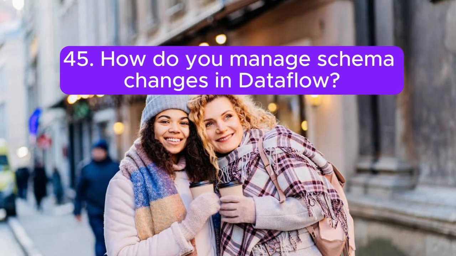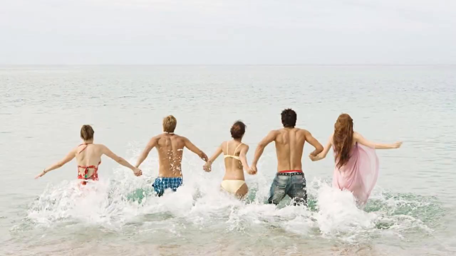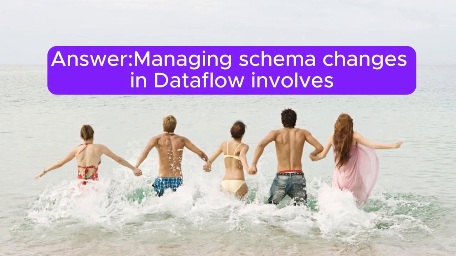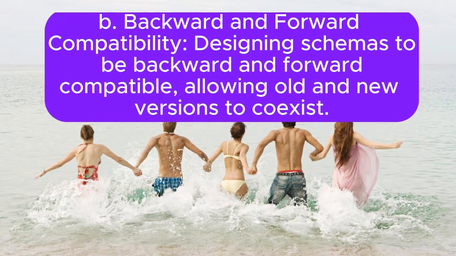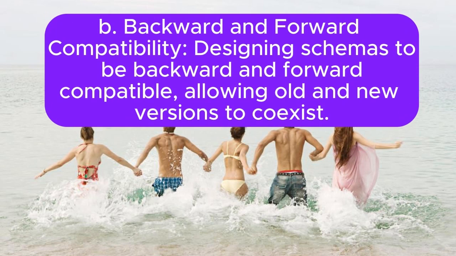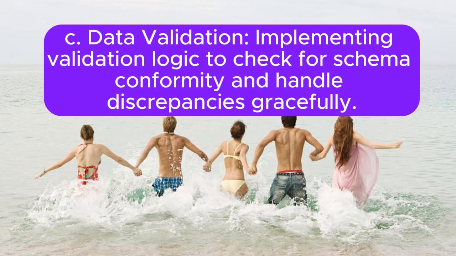45. How do you manage schema changes in Dataflow? Answer. Managing schema changes in Dataflow involves: A. Schema versioning, implementing versioning for schemas to track and manage changes over time. B. Backward and forward compatibility, designing schemas to be backward and forward compatible, allowing old and new versions to coexist. C. Data validation, implementing validation logic to check for schema conformity and handle discrepancies gracefully.